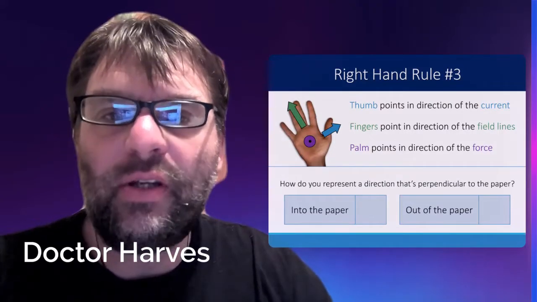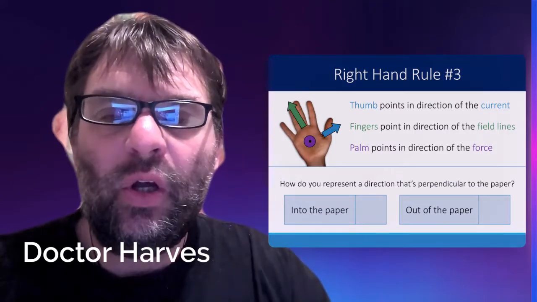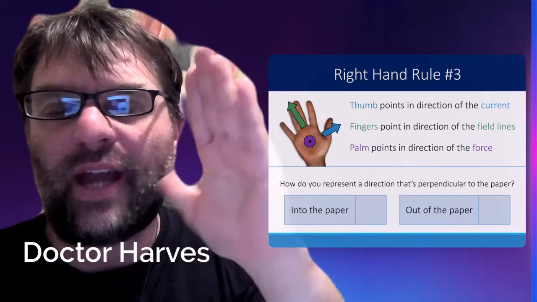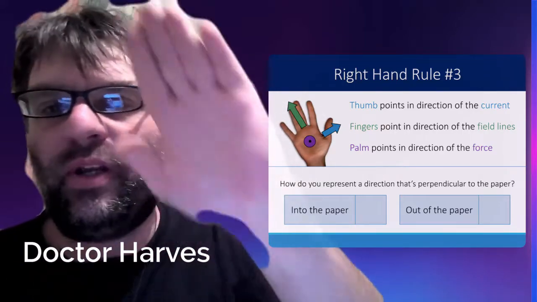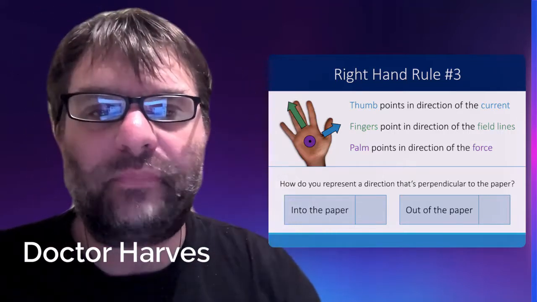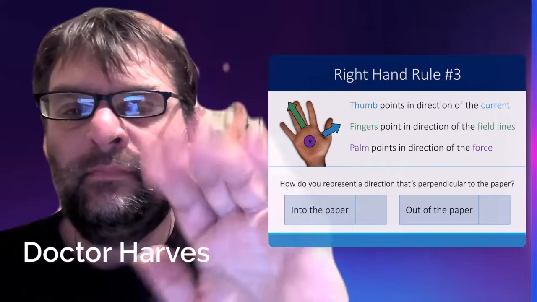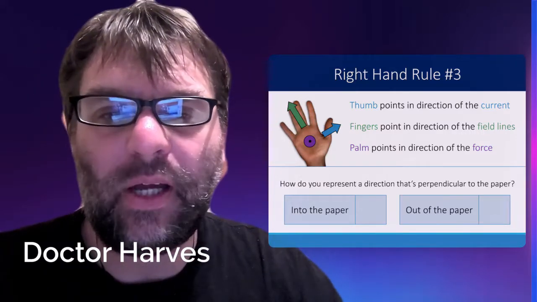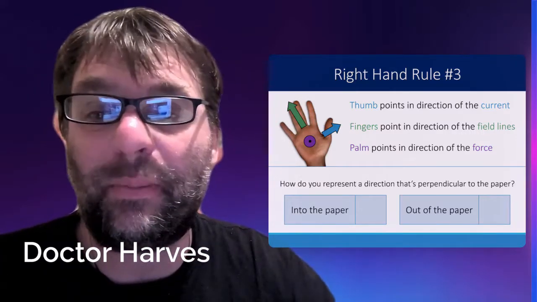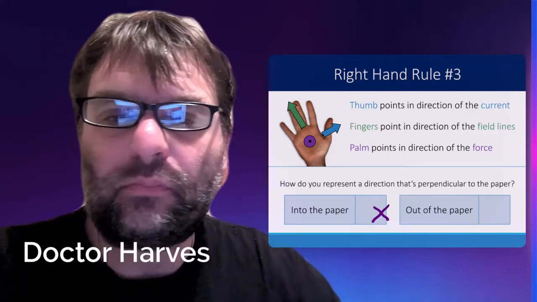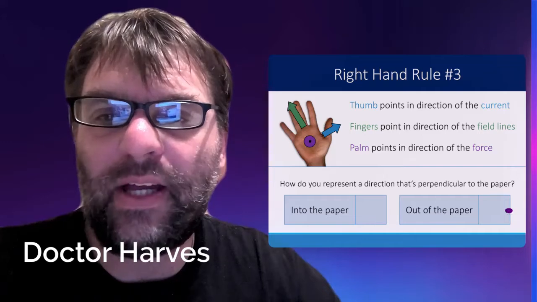We also have the third right-hand rule, where this time the thumb points in the direction of the current, the fingers point in the direction of the magnetic field line, and the palm points this time in the direction of the force. And how do we represent the direction perpendicular to the page? Well, into the paper is going to be a cross, and out of the paper will be a dot.